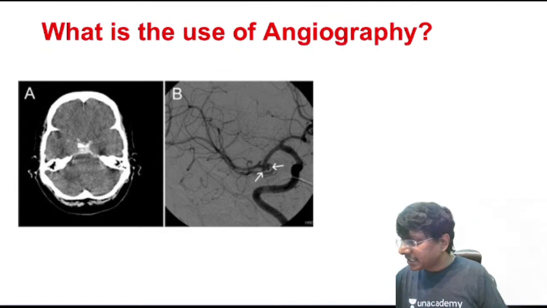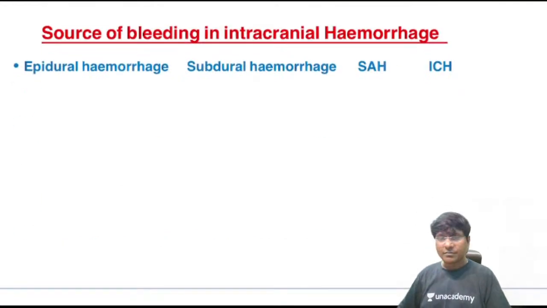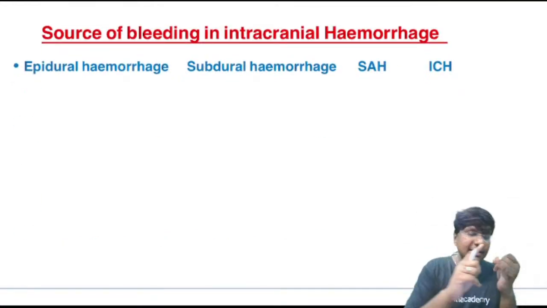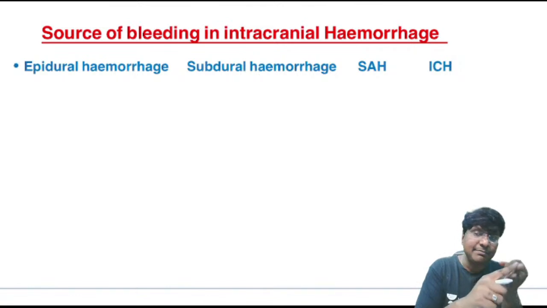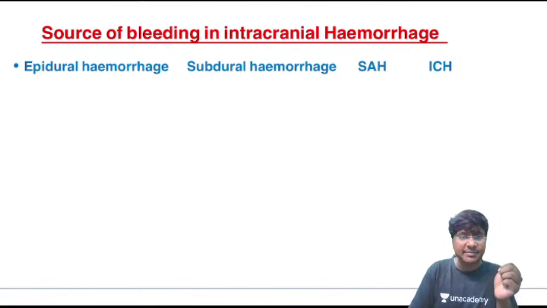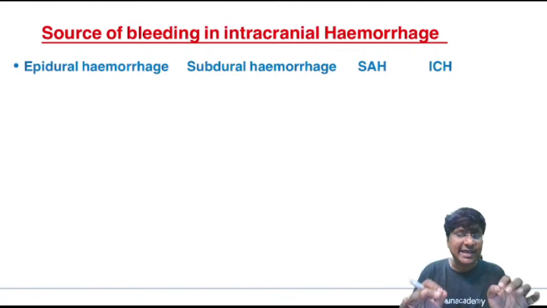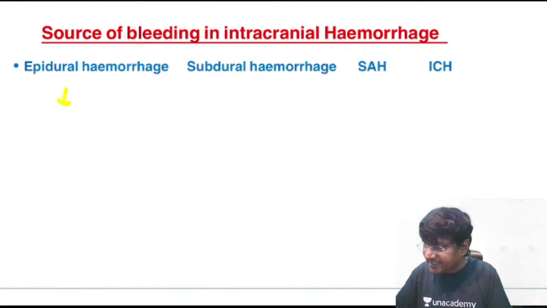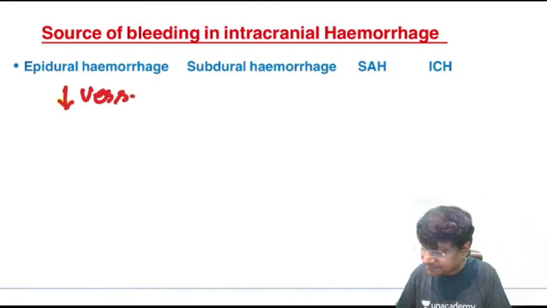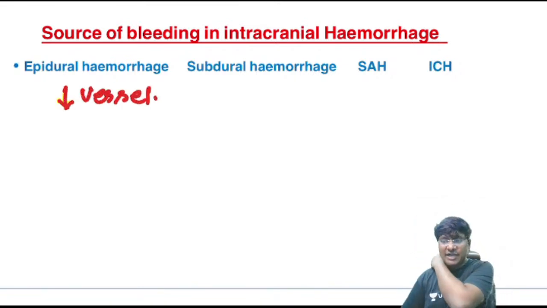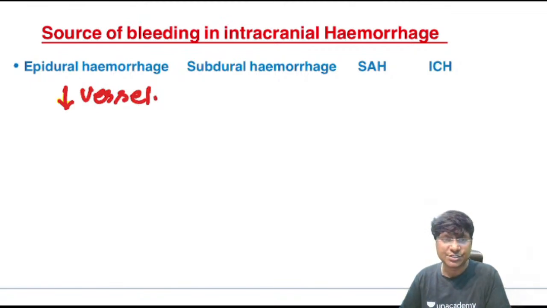Now, the quick points related to hemorrhage. Whenever there is head injury, there can be epidural hemorrhage, subdural hemorrhage, subarachnoid hemorrhage, or intracranial hemorrhage. Now I want a quick answer from you all. Whenever there is epidural hemorrhage, what is the vessel that is being ruptured? What is the vessel that will be ruptured whenever there is epidural hemorrhage?